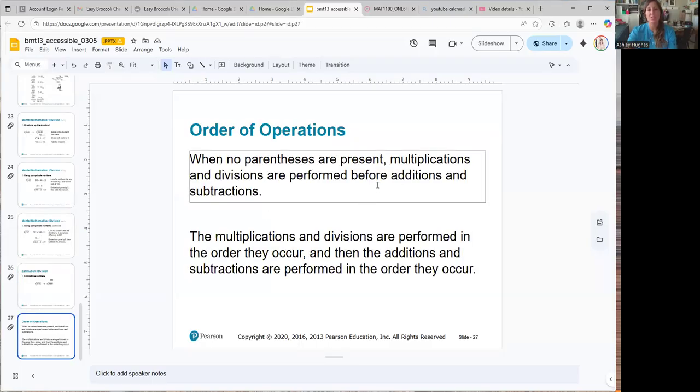Order of operations. When no parentheses are present, multiplication and divisions are performed before additions and subtractions. Multiplication and divisions are performed in the order they occur, and then additions and subtractions are performed in the order that they occur.